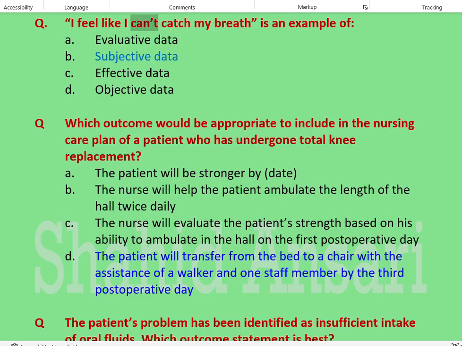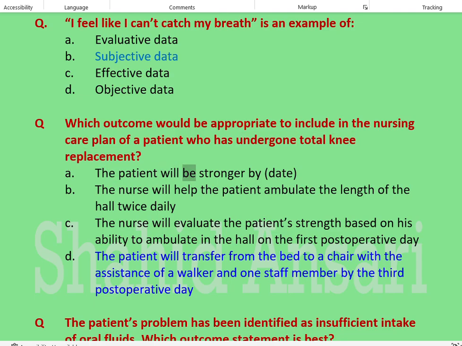Q. I feel like I can't catch my breath is an example of: A. Evaluative data. B. Subjective data. C. Affective data. D. Objective data. Q. Which outcome would be appropriate to include in the nursing care plan of a patient who has undergone total knee replacement?